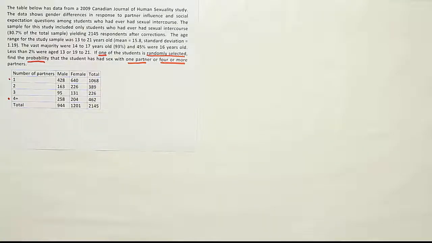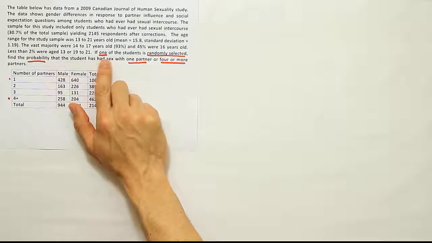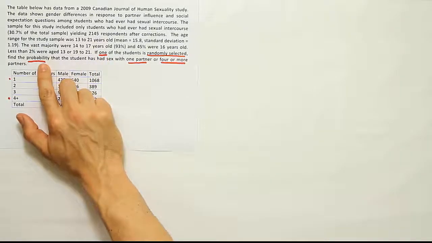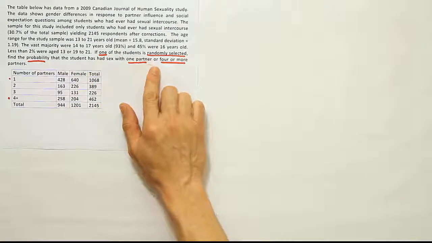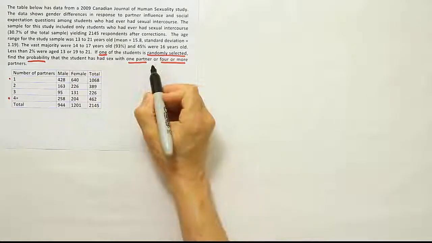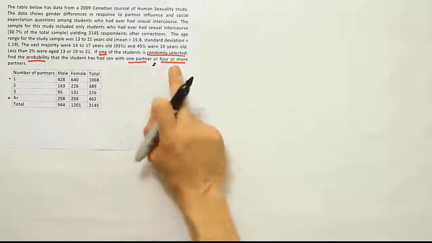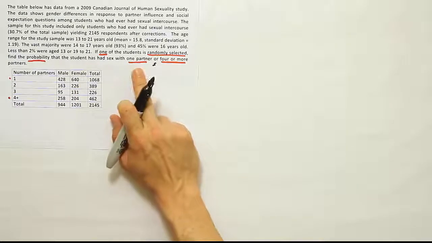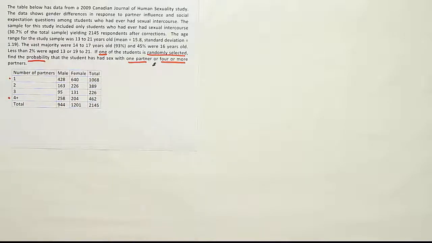Now, in order to do a probability problem like this, we want to pay attention to how many members or subjects are being selected in the study, and then look at whether they're asking for probability or not. So it's one of the students is randomly selected, find the probability, and then they go on to say that the person has had sex with one partner or 4 or more partners. This word "or" here is very important because this "or" indicates addition. Now, 4 or more is just the name of this category, so don't confuse that extra "or" there. So it's one partner or 4 or more partners, right? Okay, so it's an addition rule of probability.